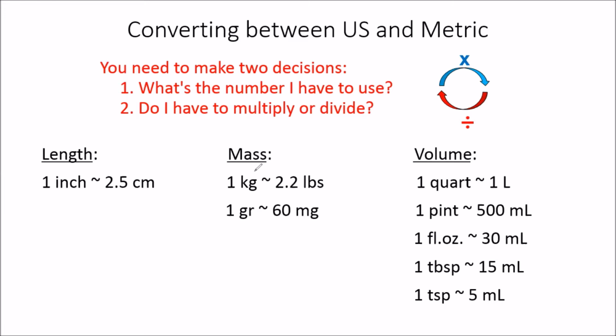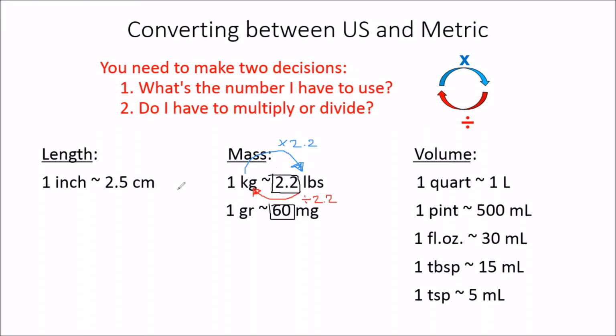And you will have to make 2 decisions. Say if I wanted to go from kilograms into pounds, I would multiply by 2.2. If I wanted to go the other way, from pounds into kilograms, I would divide by 2.2. So the number that you either multiply or divide by is always this one here. Obviously, the other one is always 1, and a multiplication or a division by 1 doesn't do anything.